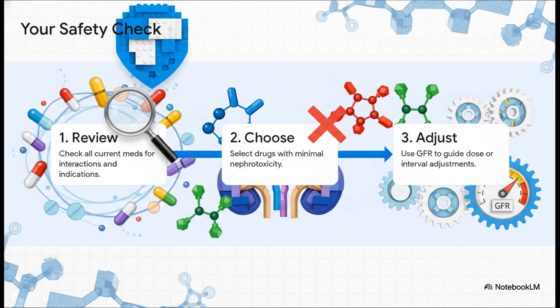You've got to look for interactions. 2. Choose drugs that are kind to the kidneys. Avoid the stuff that's known to cause damage if you can. And 3. Use that GFR you calculated to adjust the dose or how often you give it. You need to make this a habit. Every patient, every drug, every time.